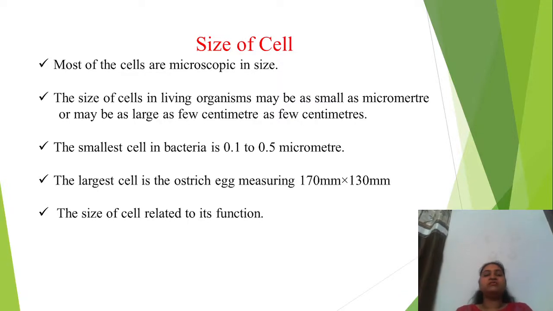The smallest cell, in bacteria, is 0.1 to 0.5 micrometer, whereas the largest cell is an ostrich egg which measures 170 millimeter by 130 millimeter. The size of a cell is related to its function. So in organisms there are various types of cells which vary in their size.